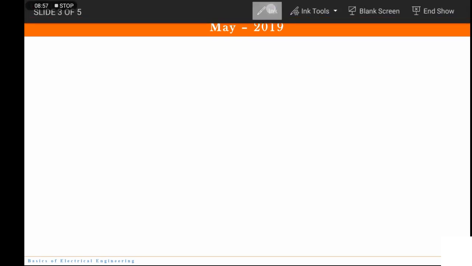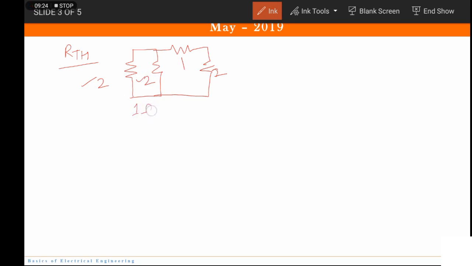Okay. So in order to calculate RTH, we will be short circuiting all the voltage sources and open circuiting the current sources. So here we have 2 ohm resistor, again 2 ohm resistor, then 1 and 2. So this 2 and this 2 are in parallel, and we know that the parallel combination of 2 and 2 gives us 1 ohm. So now it reduces to 1, 1 and 2. Here is my RTH.